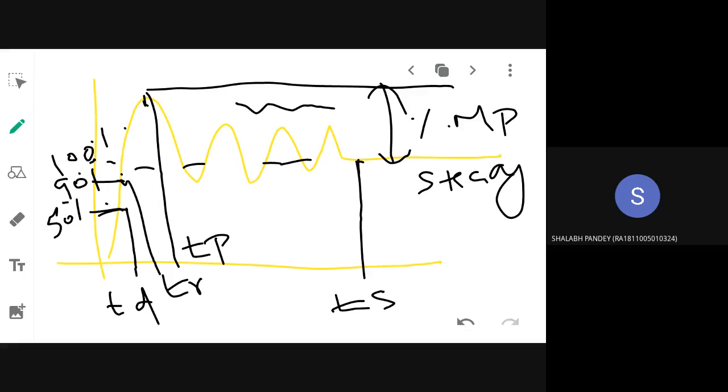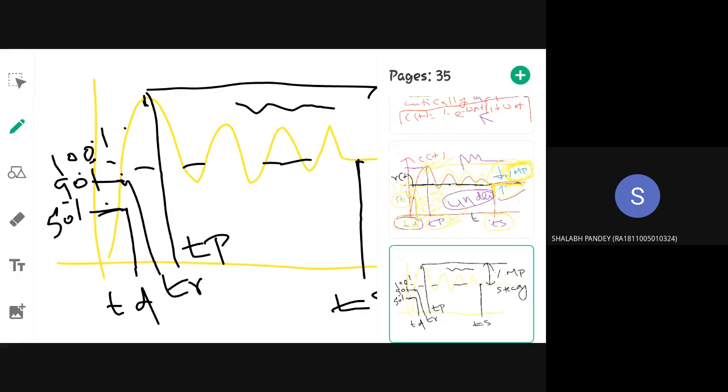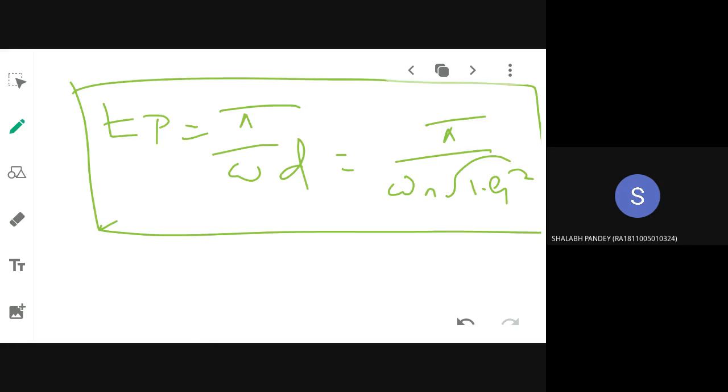Now the derivation part I won't teach. How to derive the values I won't teach, or I will make some videos if I'm having some time. You self-learn with the help of videos or my notes. But you take down the formula.